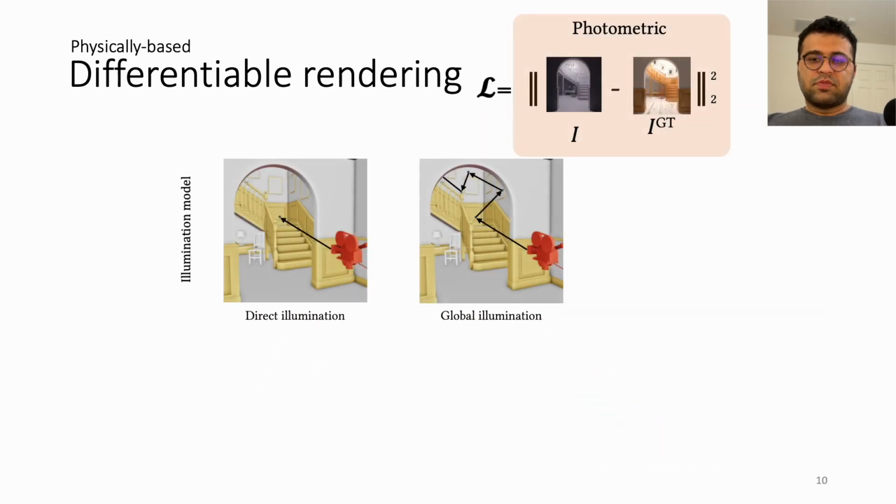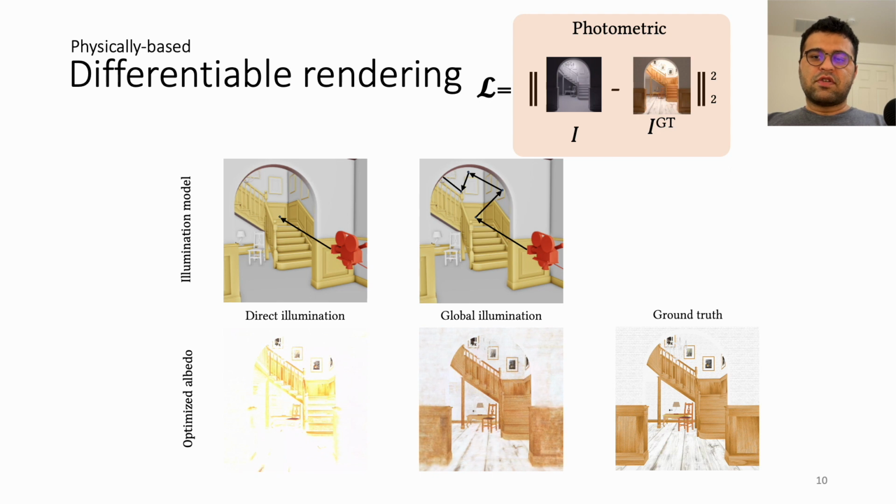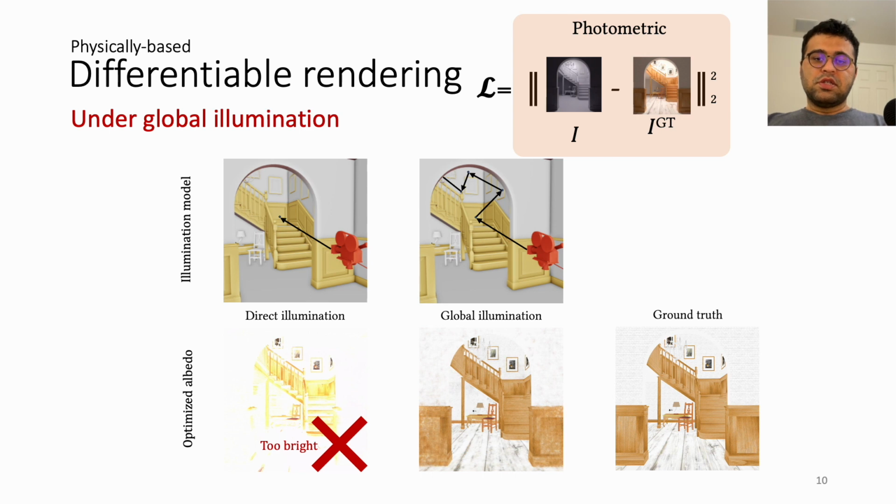Due to this approximation, the inverse rendering bakes the missing energy into the scene parameters. In this example, you can see the recovered albedo is clearly too bright because it is trying to compensate for the missing indirect effects with the direct illumination model. In this work, we are only concerned about the models that incorporate global illumination.